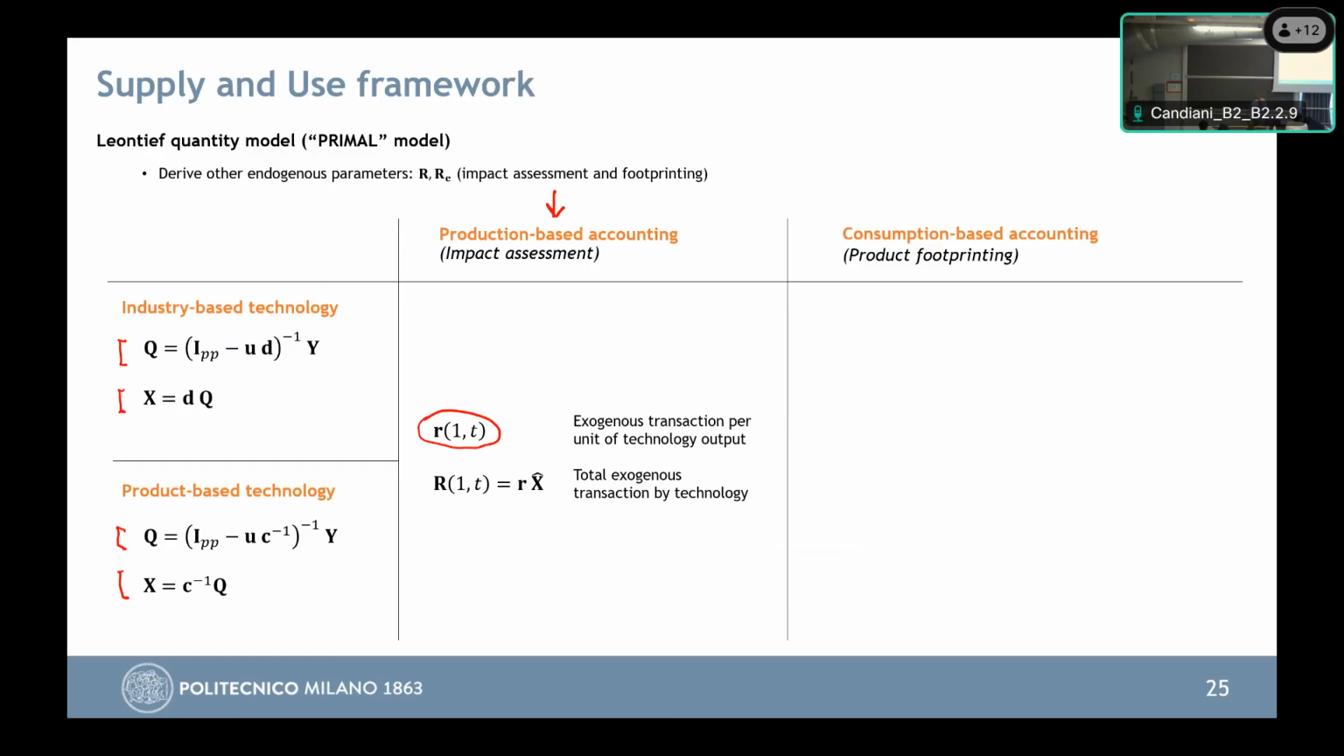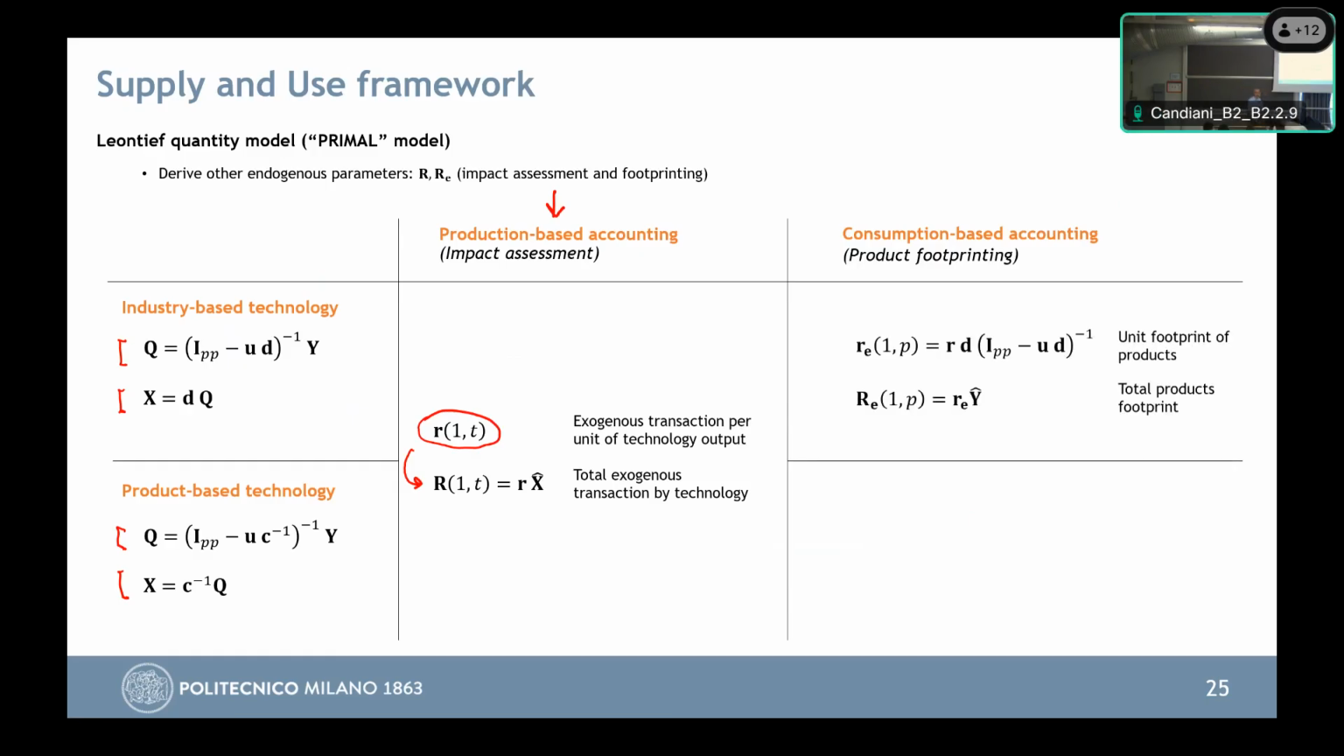And then if I want to get the total transactions, it's just a matter of cross multiplying the small r by the total activity. Because here it is just a matter of calculating the total amount of transactions by technology. You with me, guys? So production-based accounting: simply one equation that is valid for both.